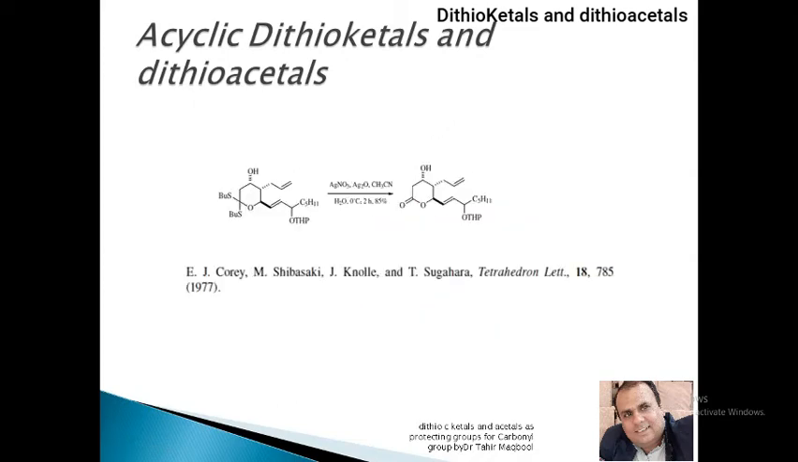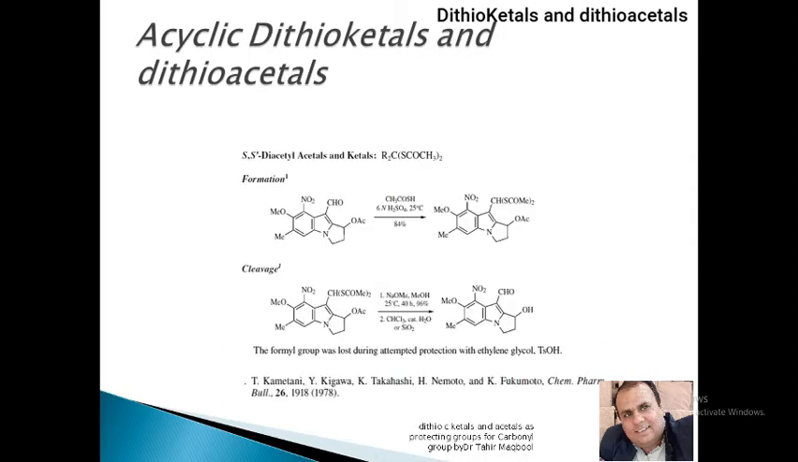Here is another example. Here is cleavage: the dithioketal was cleaved by using silver nitrate, silver oxide, acetonitrile and water at 0 degrees centigrade in 85% yield. So basically this is an example of cleavage of dithioketals. You can see this reference for further details in Tetrahedron Letters, 1977.